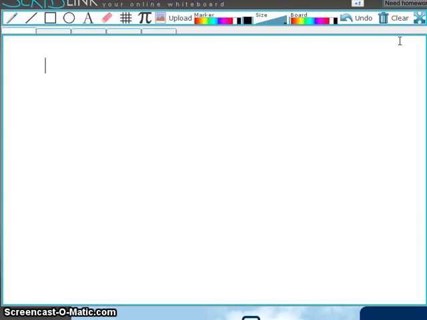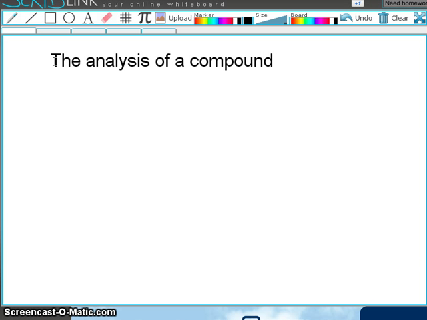So in this video we will be covering empirical and molecular formulas in chemistry. So I'm just gonna go through calculating the empirical formula from a question. So the question is, the analysis of a compound gives us the following information.